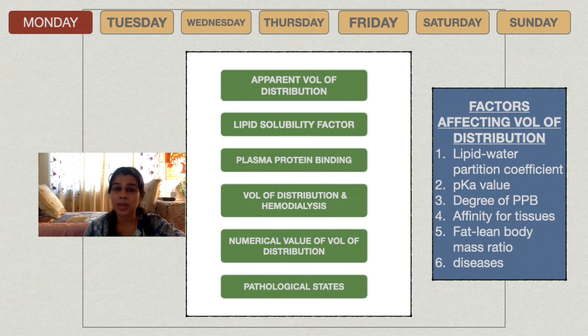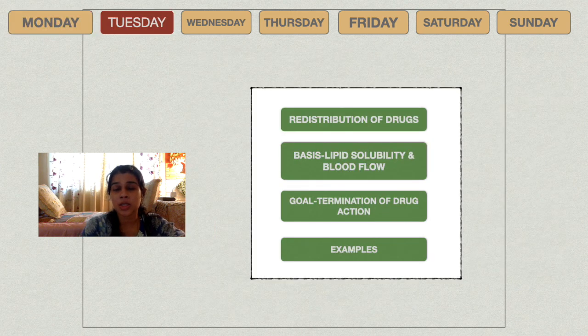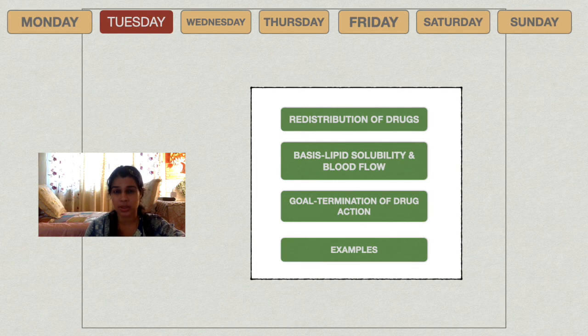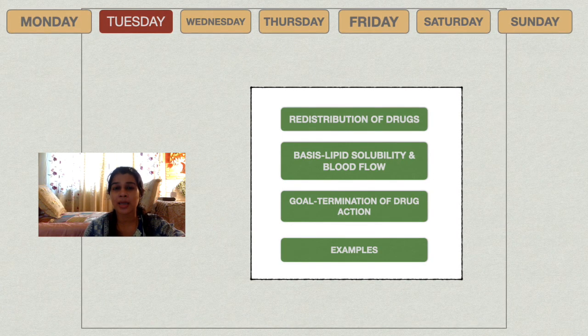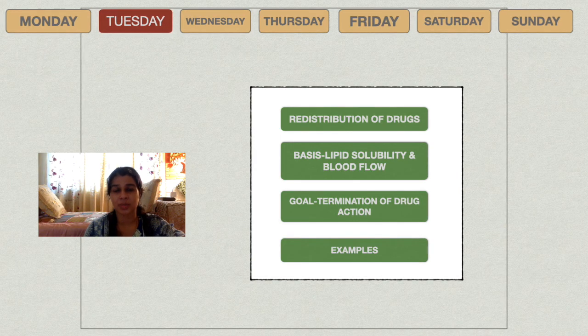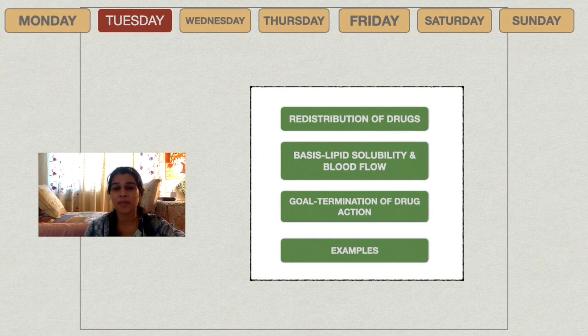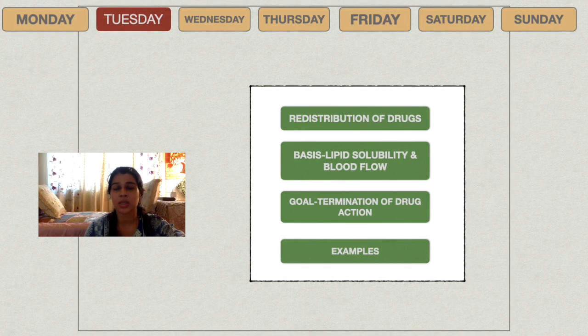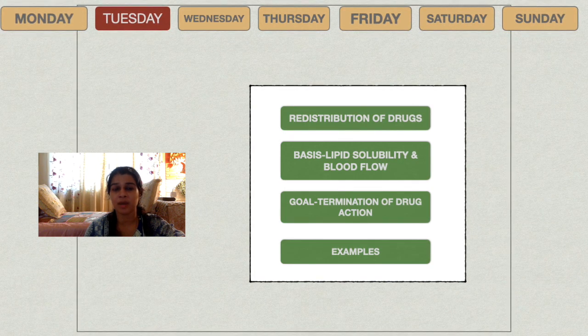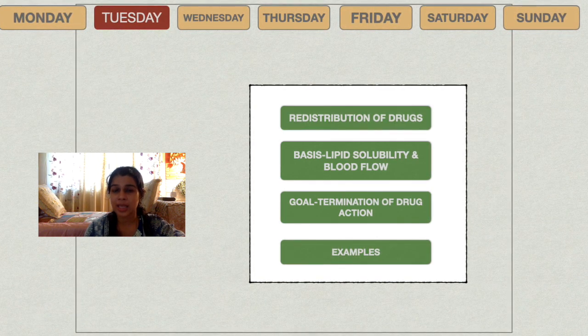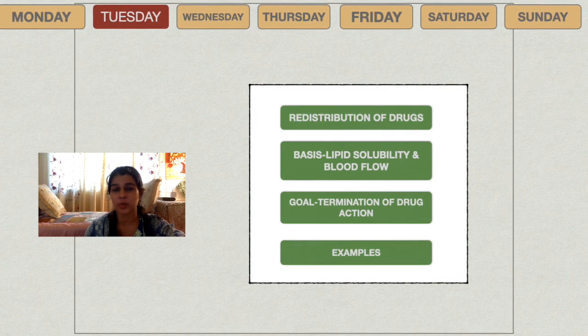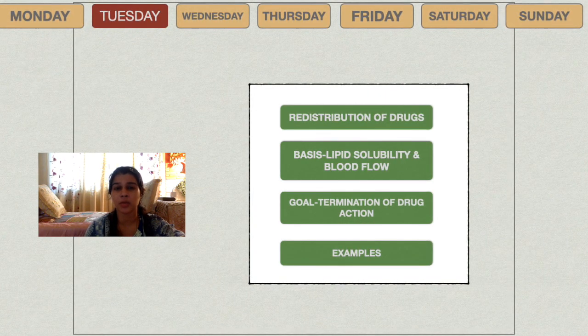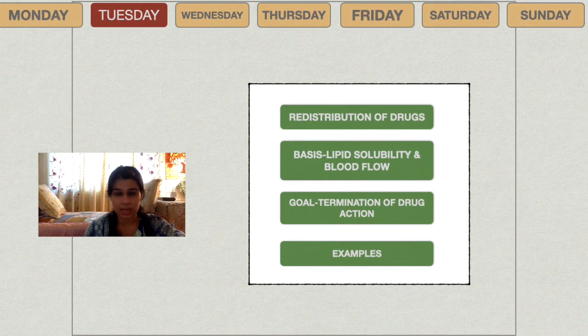The next day, Tuesday, I was talking about the redistribution concept. It's a special type of distribution concept, and its main goal is the termination of the drug action. Redistribution is affected by lipid solubility and by the blood flow to the organ. Highly perfused organs get the drug distributed to them very easily and first and foremost, and then the drug goes to the low perfused organs. The highly perfused organs I refer to are the heart, kidney, lungs, etc.